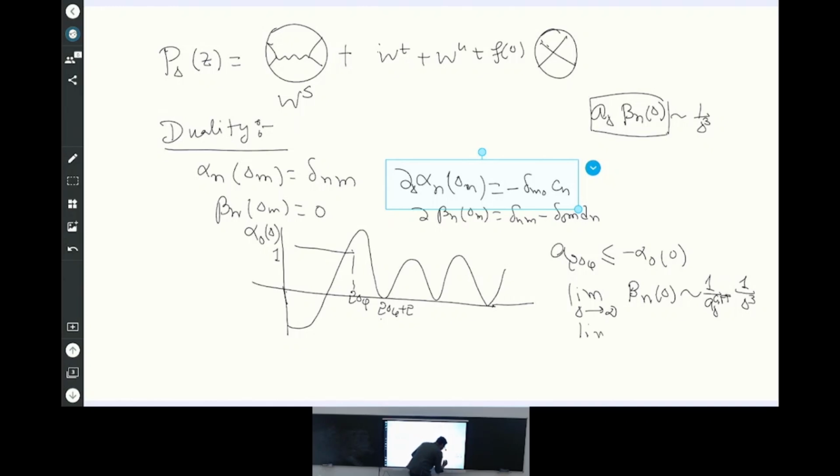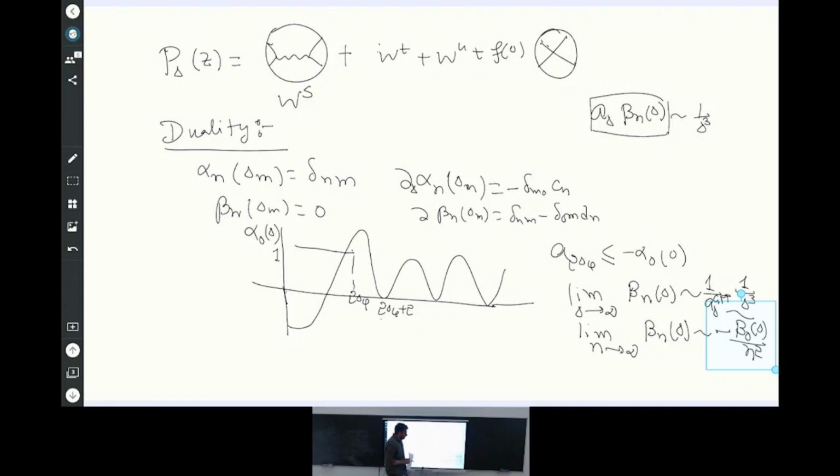Another property is the large n limit of these functionals. For example, if I take the beta n delta, then in the large n limit there is a special piece which goes like 1 by n square, and there the coefficient is actually another type of functional which falls under a different class. I will discuss later what that functional is, but I am going to use that property in my next discussion. Okay, so with that, let me go to the next discussion.